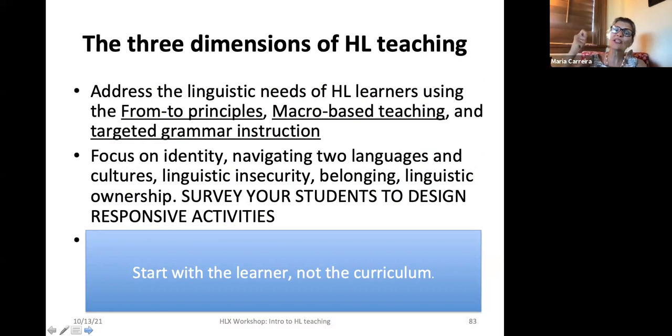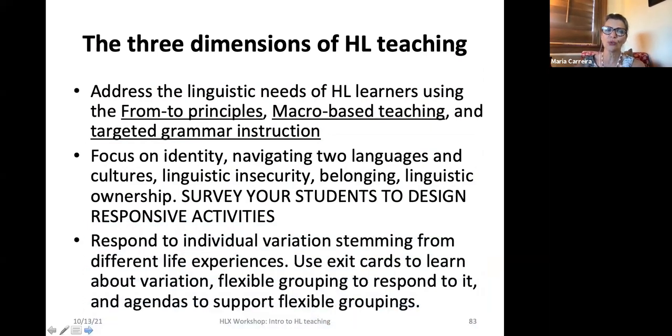Above all, you want to survey your students, because what you think your students might be interested in, they might not actually be all that interested in. And you want to respond to individual variation. You can use exit cards, surveys, any number of tools to understand where they are. And then you use flexible groupings and agendas to address their particular needs.